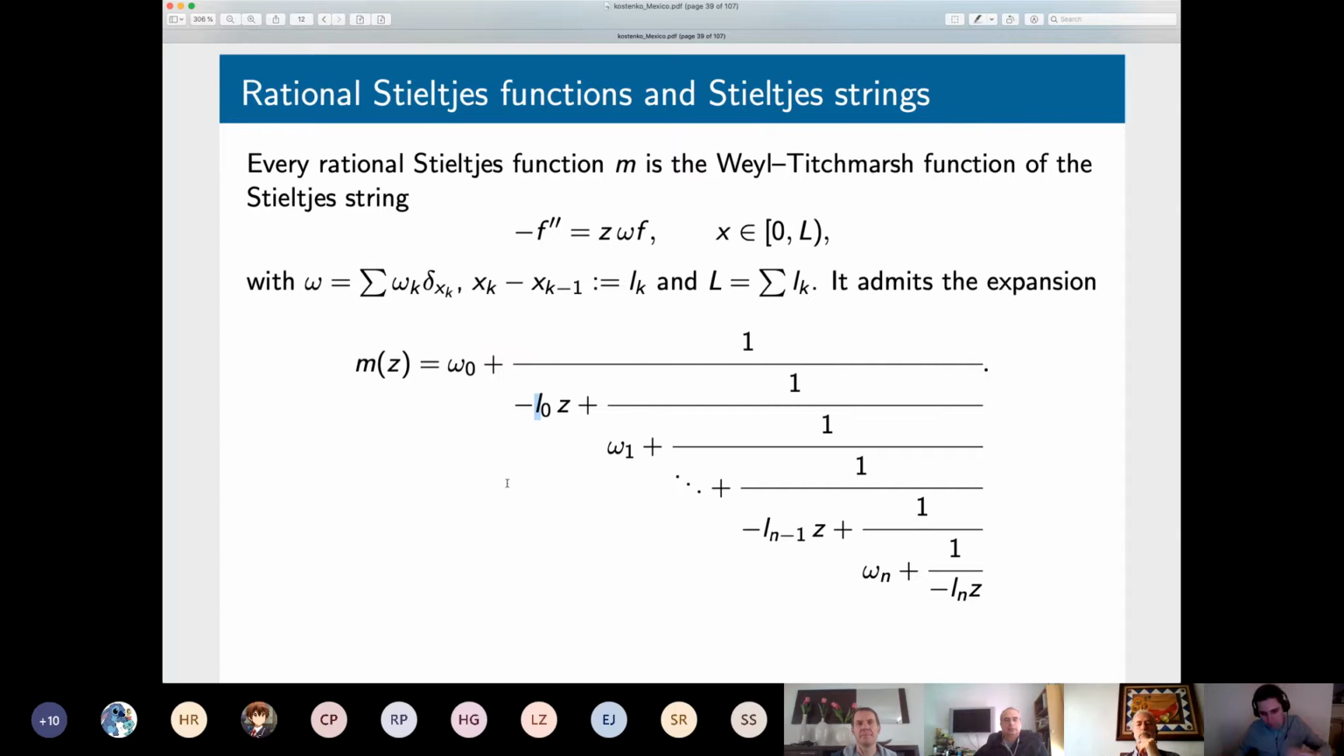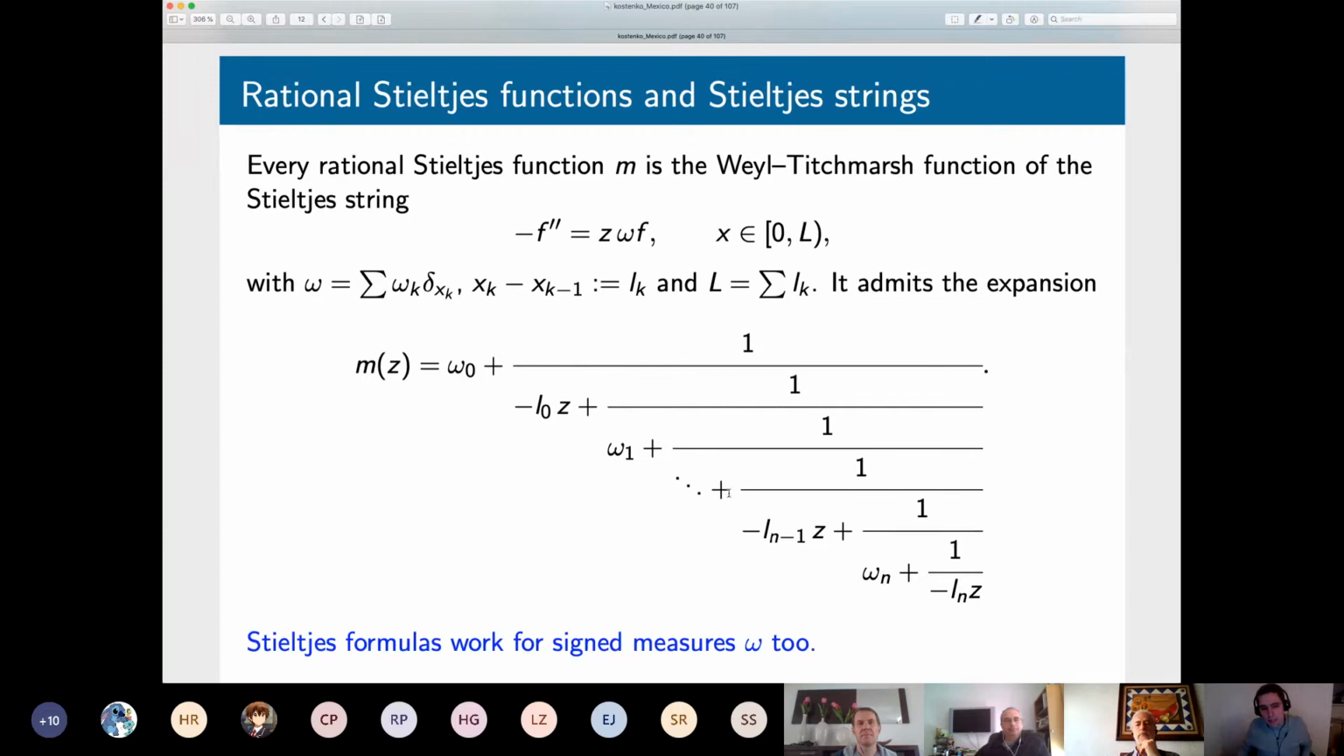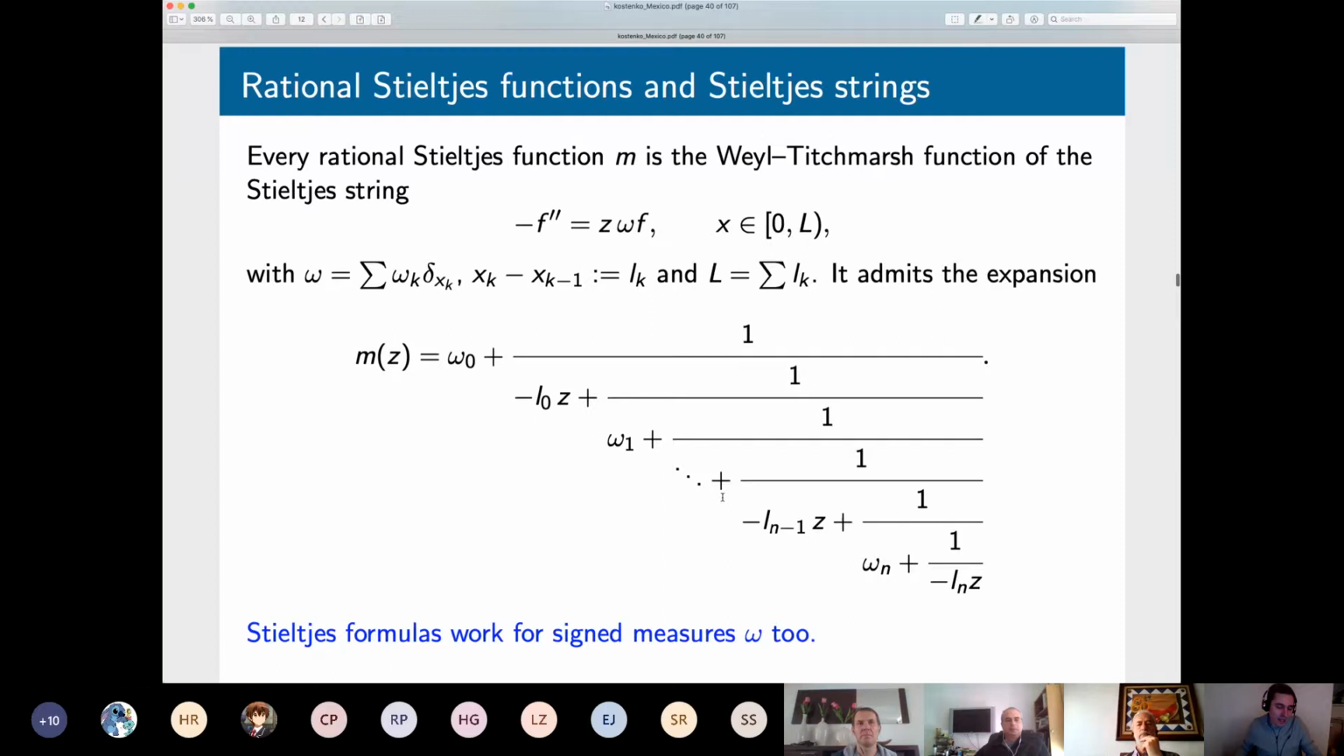Of course, because everything here is purely algebraic, one can go via Stieltjes' solution of the inverse problem, or the moment problem, that is, via Hankel determinants. So one can recover, if you know the spectral measure, that is, if you know m, you define Hankel determinants, and you can recover all the coefficients, and these are exactly the Stieltjes formulas.